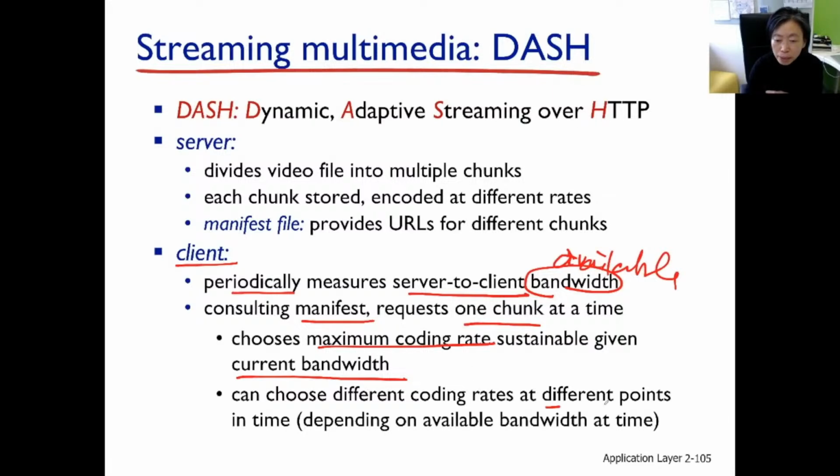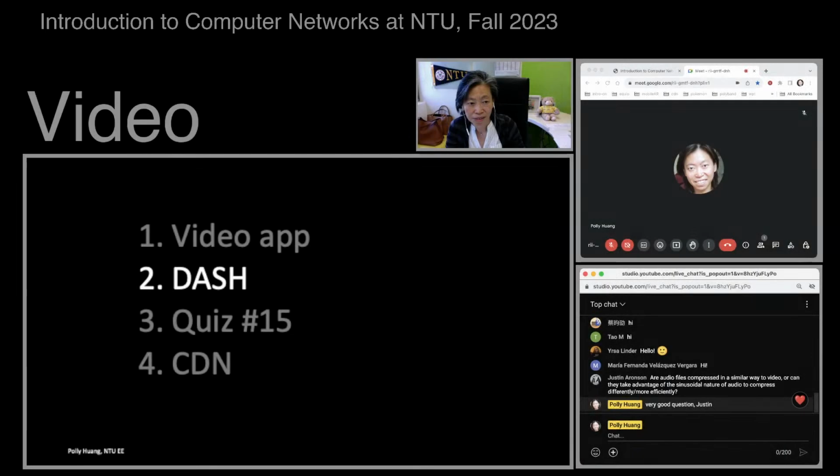And at different points in time, so periodically, the client does the measurement of the available bandwidth. If it gets back up again, then you pick a rate that's a little bit better. Otherwise, if the available bandwidth drops, pick a rate that is a little bit lower. So you choose different coding rates depending on what the available bandwidth is at a given point in time. All right, so that's how DASH works.